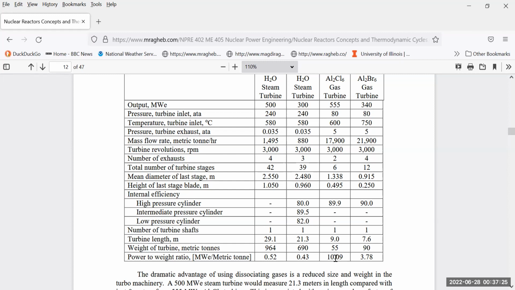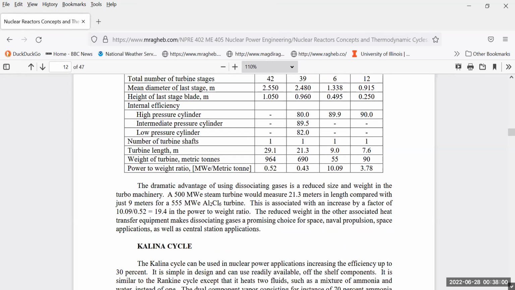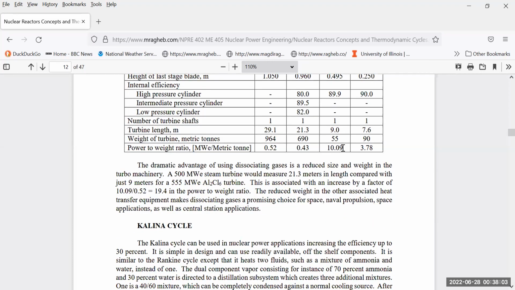And so if you want a nuclear submarine that would have a low weight, large power to weight ratio, definitely a dissociating gas would be a good choice. If you want to launch turbo machinery into space, or in space applications in general, definitely using a dissociating gas rather than a conventional system would give you a factor of 20 advantage. And notice also that it will cost you less to put material heat transfer equipment into space. And you can use it on Earth.